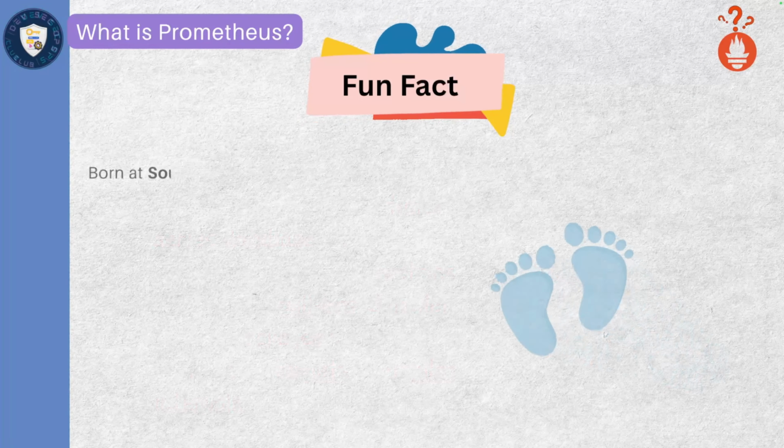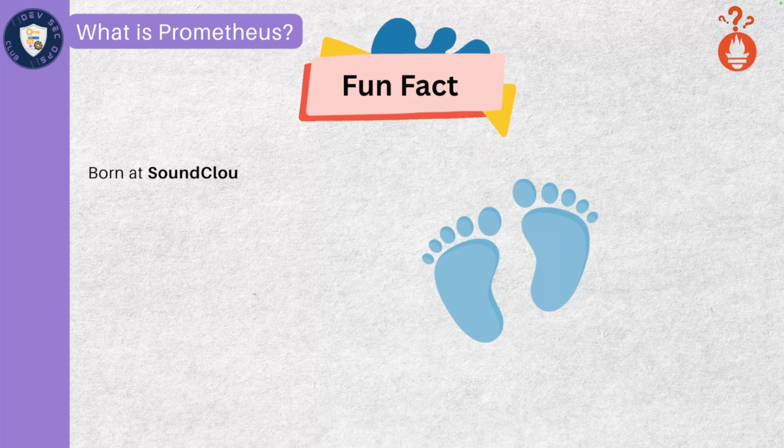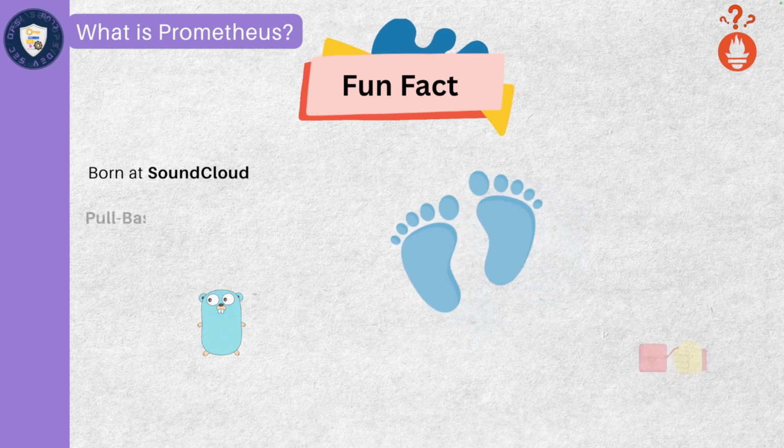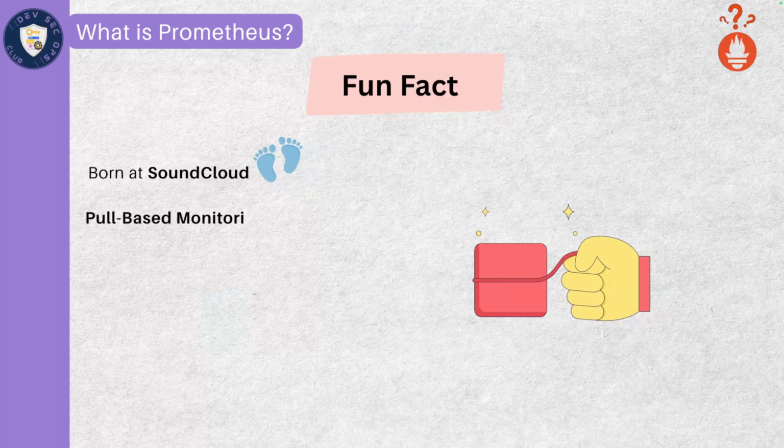So Prometheus was originally developed at SoundCloud to handle their growing microservices architecture, and it was open sourced in 2012, and it is developed in Go language. Prometheus follows pull-based monitoring.